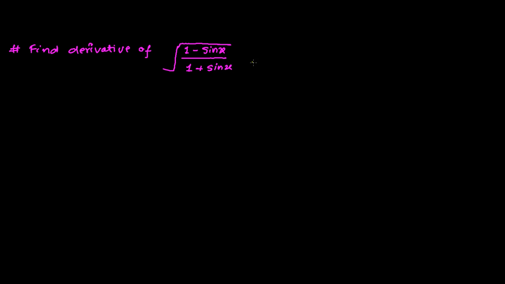Because you might be thinking of making it something like 1 minus sine x and 1 plus sine x, where this is working as u and this is working as v, and you can further solve, but it will be very lengthy, so don't try to use this method.